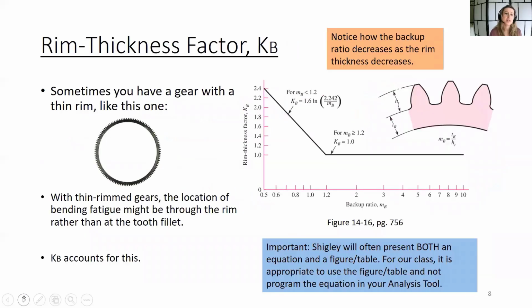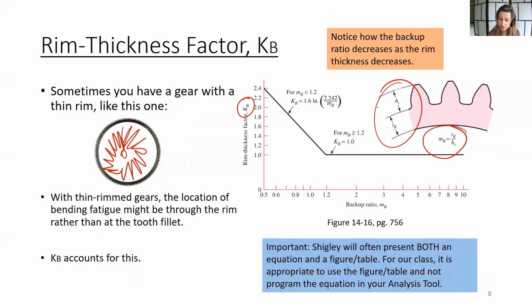All right, rim thickness factor. Sometimes you have a gear with a thin rim, like this one, where the material is not extending all the way through the bore. With thin-rimmed gears, the location of bending fatigue might be through the rim rather than at the tooth fillet. KB is the factor that accounts for this. To use this chart, you first have to find your backup ratio, MB, which is the TR over HT ratio. Usually we're not going to be doing anything with thin-rim gears, but it's good to have seen it and to put it in your analysis tool.